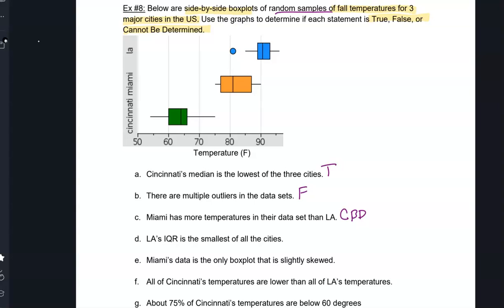Okay, LA's IQR is the smallest of all cities. The IQR is the box itself, right? So it looks like LA is more consistent than the other ones, so that is true.